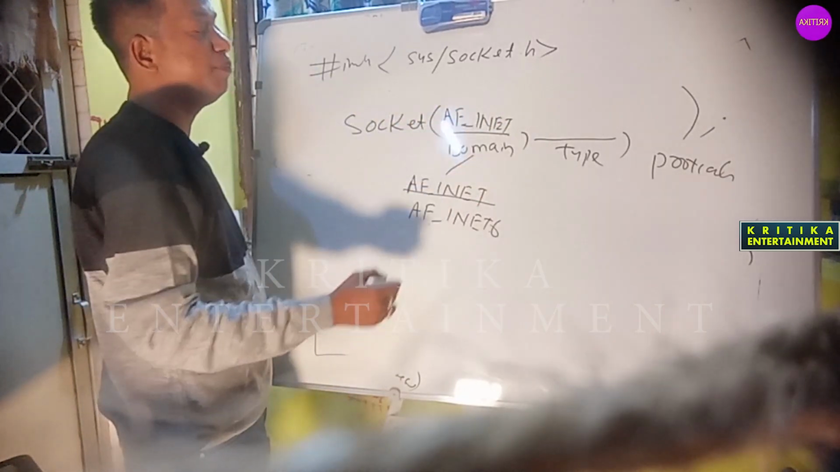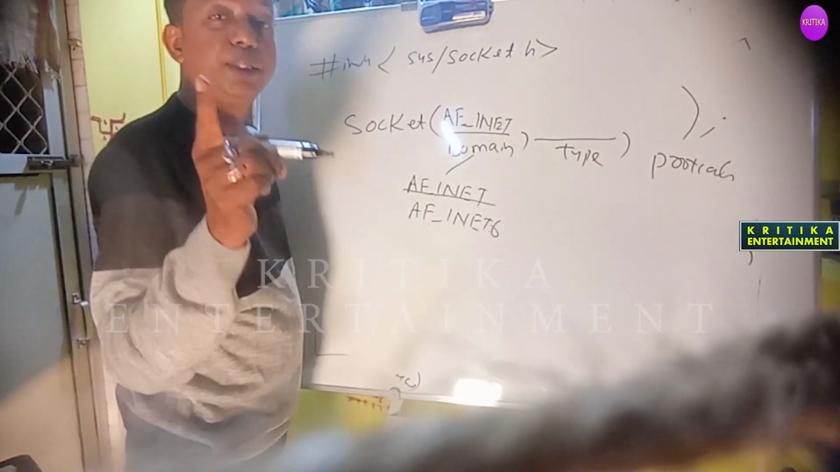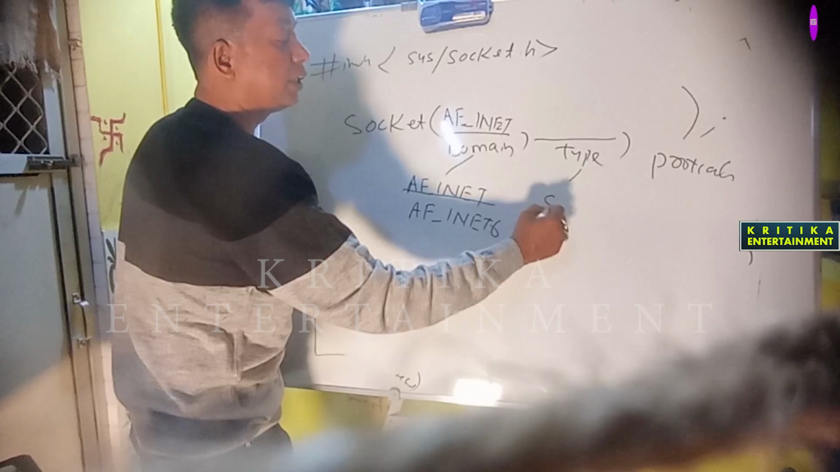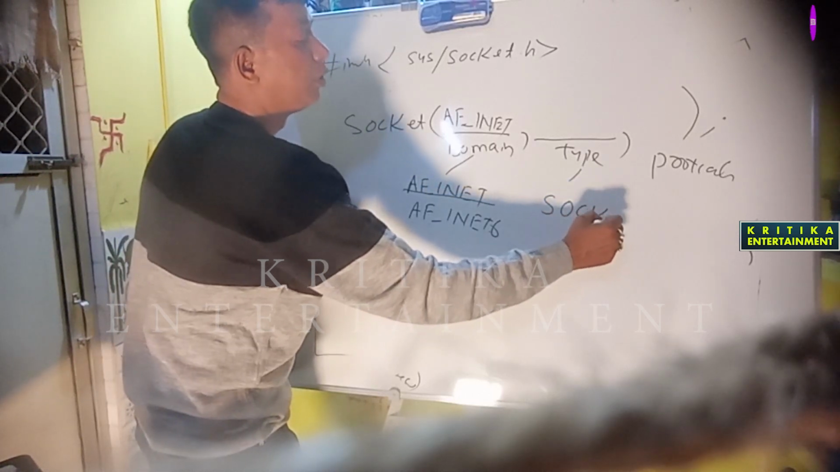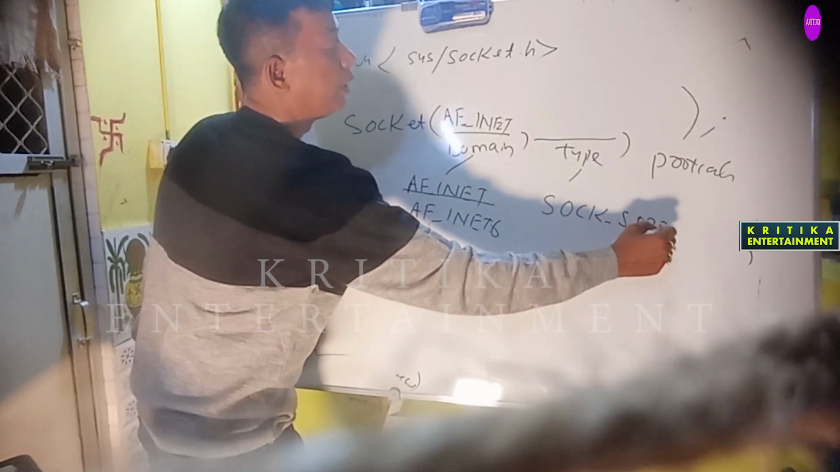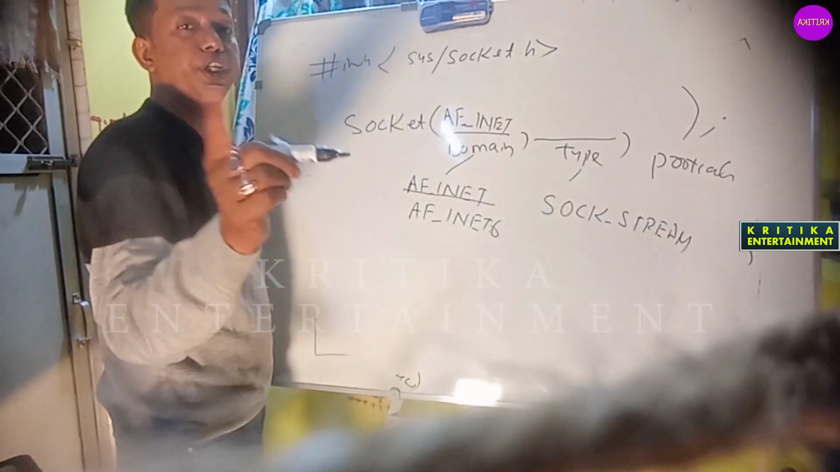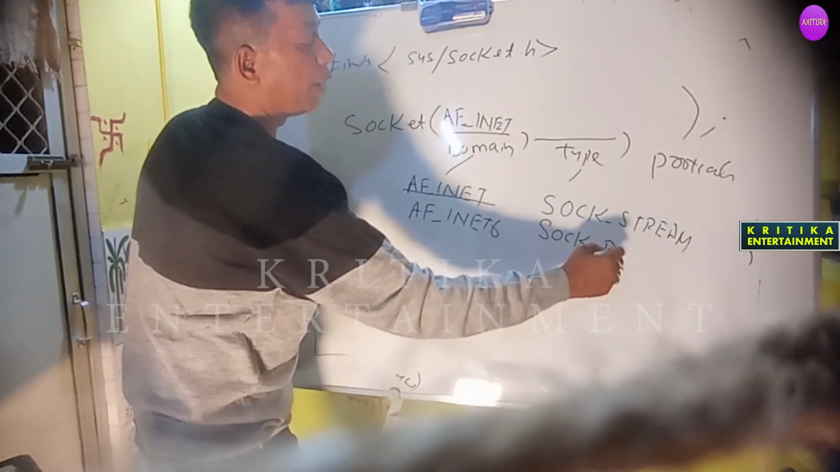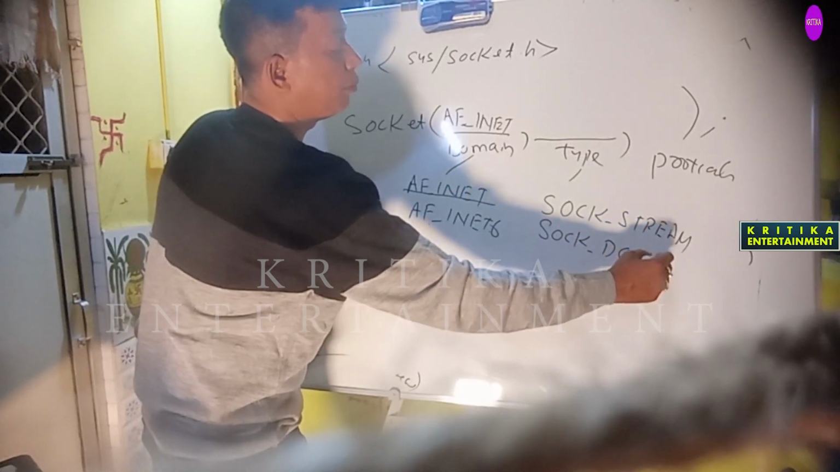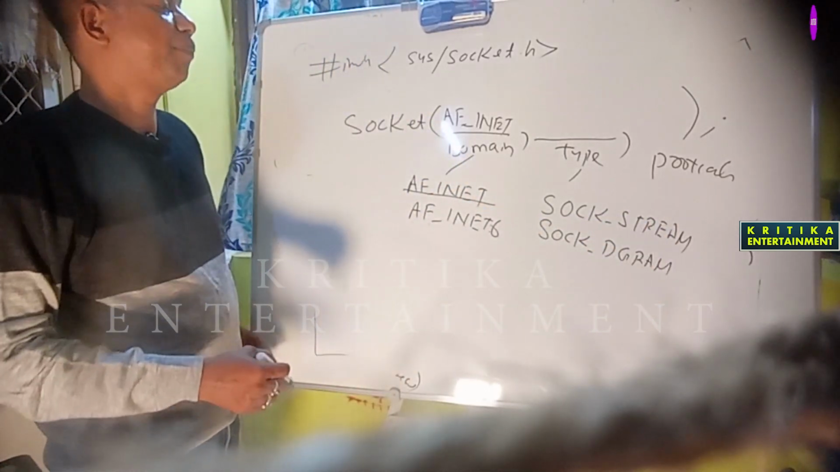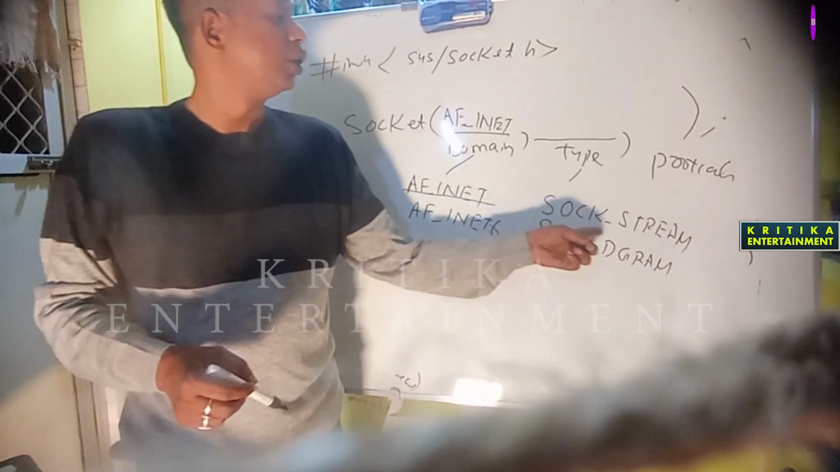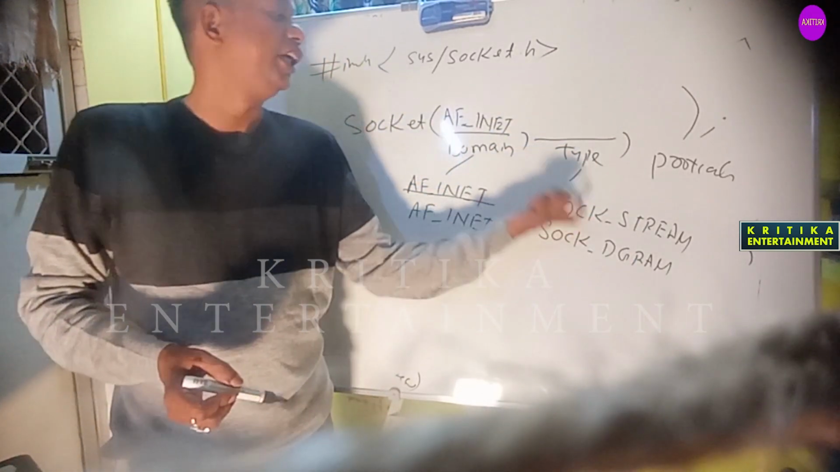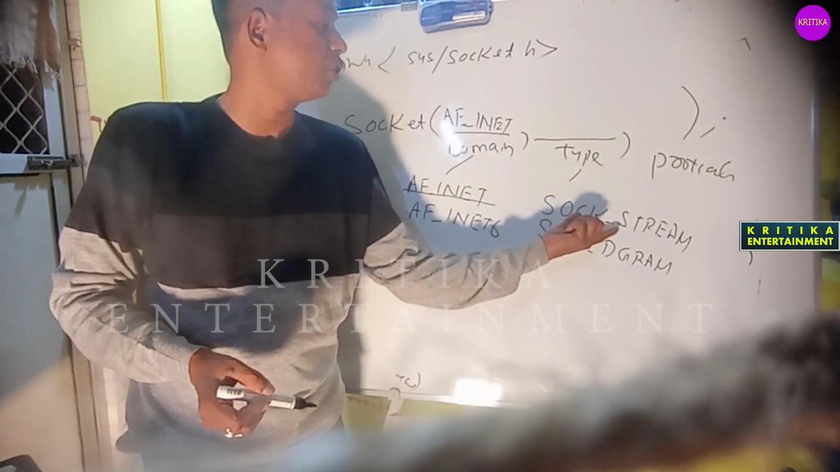Then the type means whether we want to do a TCP program or UDP. For TCP you write SOCK underscore STREAM. If you are using a UDP program, you write SOCK underscore DGRAM. This is called a macro. A macro is always written in capital letters. I am using SOCK underscore STREAM, which means a TCP socket. My program is TCP socket programming.